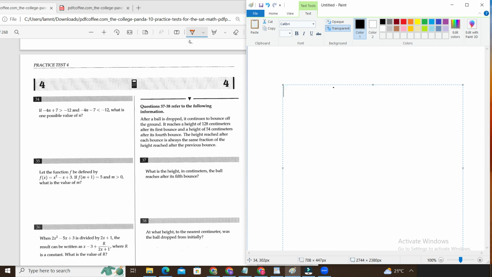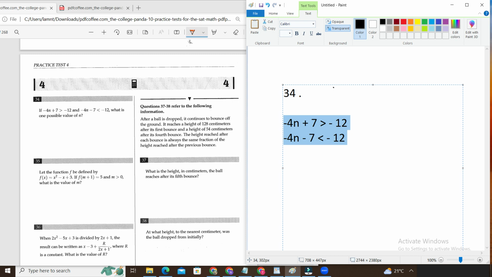Okay, so for 34 we have minus 4n plus 7 is bigger than negative 12, and minus 4n minus 7 is smaller than negative 12. Alright, so they ask what is one possible value of n?